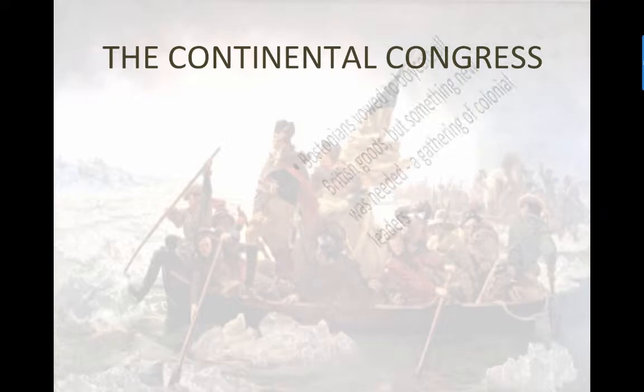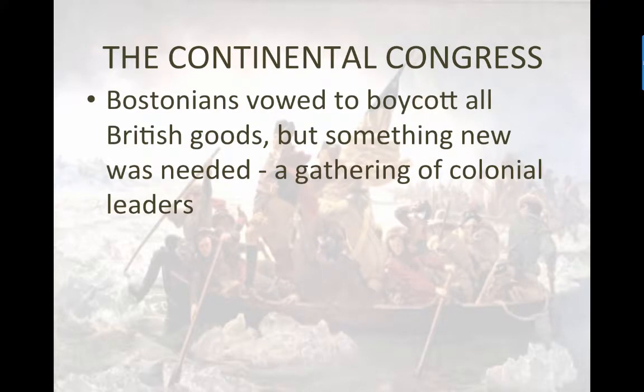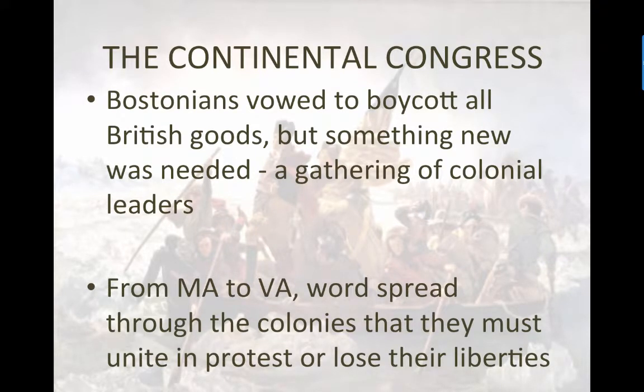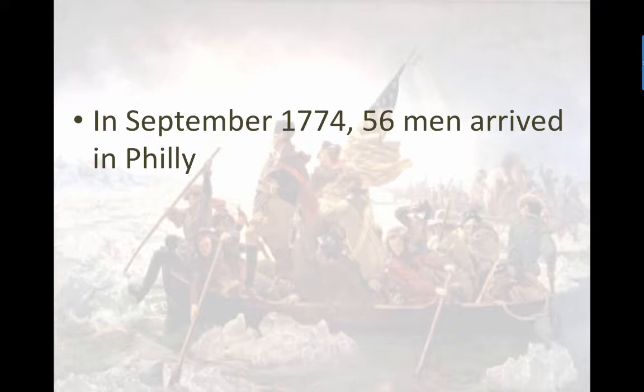Boston was being targeted. So Bostonians agreed to boycott all British goods, but they also decided that there needed to be a gathering. Those in Massachusetts are not the only ones that are going to be targeted. If the British can control one colony, why can't they control all of them? So from Massachusetts to Virginia, MA to VA, word spread through the colonies that they must unite and protest, or else they would lose their liberties.